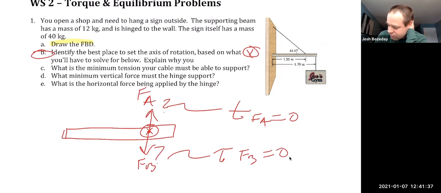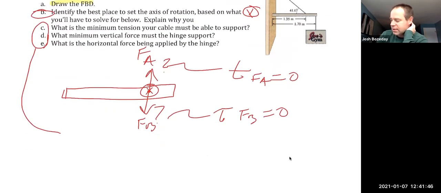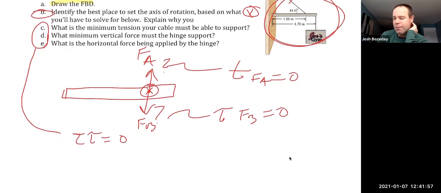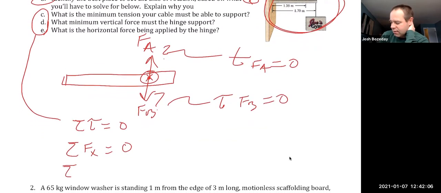The only other advice I want to give you on this problem is for these 3 parts. Since we know that this system, the beam and the sign and all of that, is not moving, it's not rotating, we know that net torque will be 0, so all the torques add up to 0. But because it's not moving left or right, we know net force X equals 0. And because it's not moving up or down, we know net force Y is equal to 0.